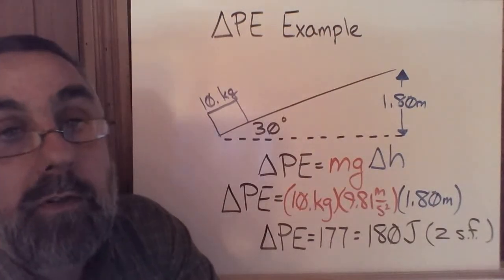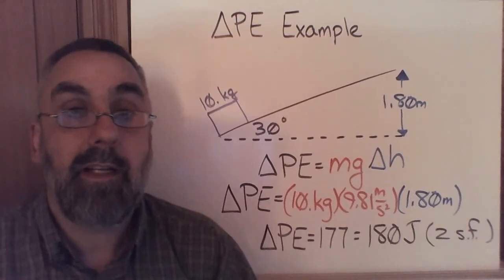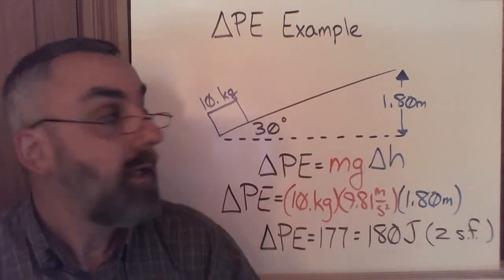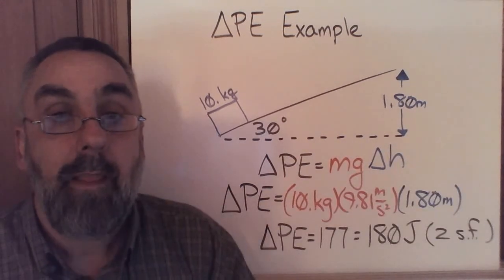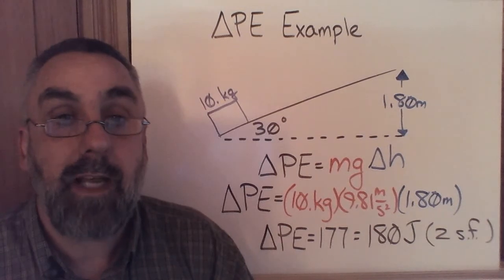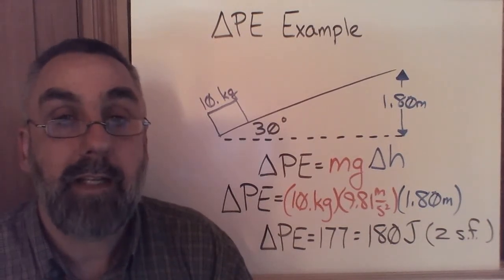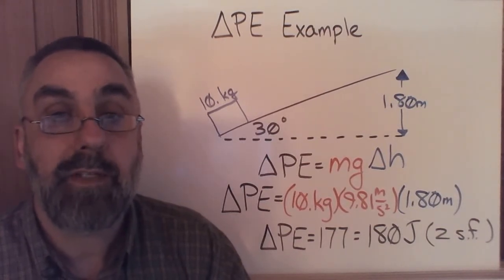Here's a quick example using gravitational potential energy. Let's say we have a 10 kilogram block, and there's an inclined plane at 30 degrees. The height of this inclined plane is 1.8 meters. So our delta PE is mg delta H. So we could say delta PE is the product of 10 kilograms. We've got to multiply by the acceleration of gravity, 9.81 meters per second squared.